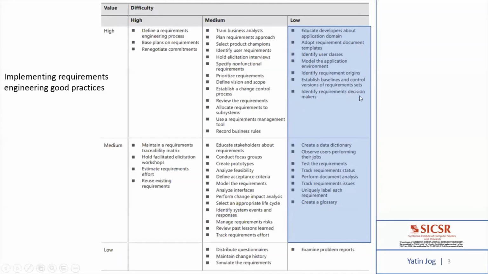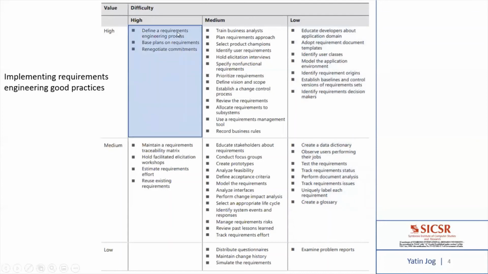All these are very important good practices which have high impact on the solution or the deliverables, and which are easy to implement. Similarly, in terms of medium, we have create a data dictionary, observe users performing their jobs, test the requirements, track the status of the requirements, perform the document analysis, track the issues which are there with the requirements, uniquely label each requirement, create a glossary. So all these are creating a very important impact on the deliverables. Now look at this cell.